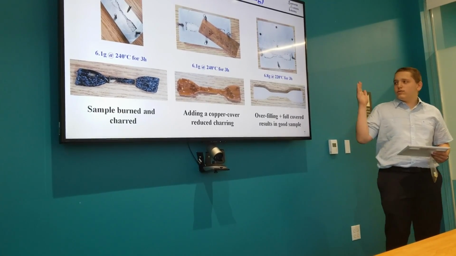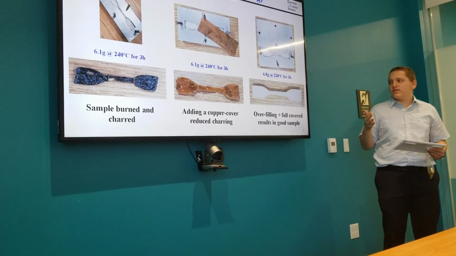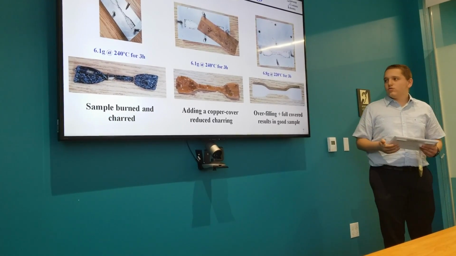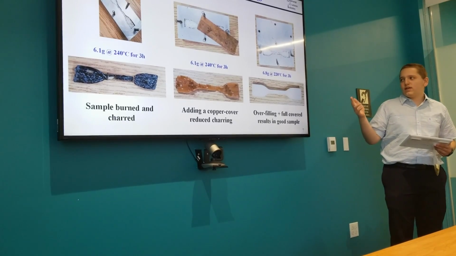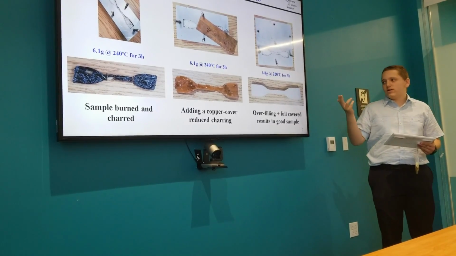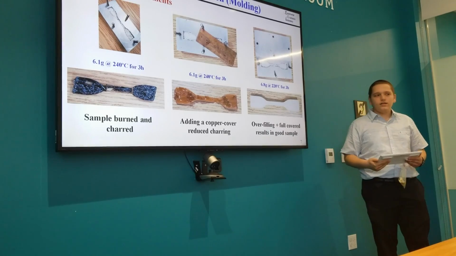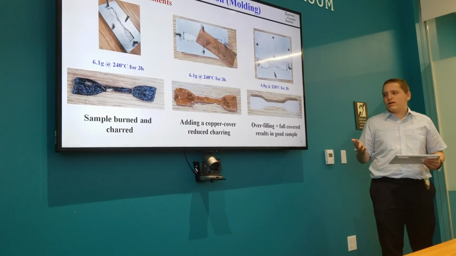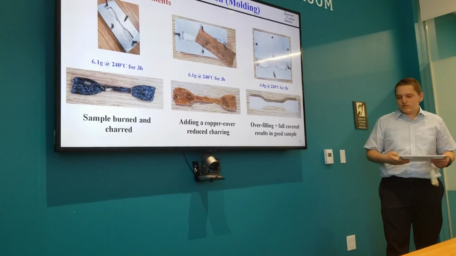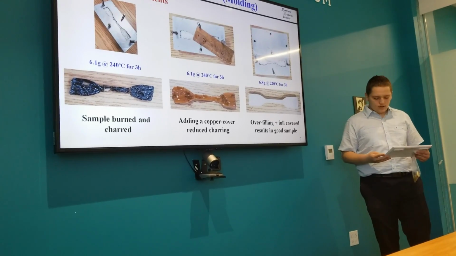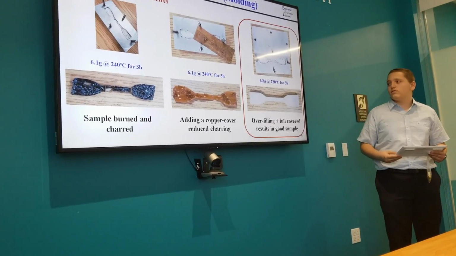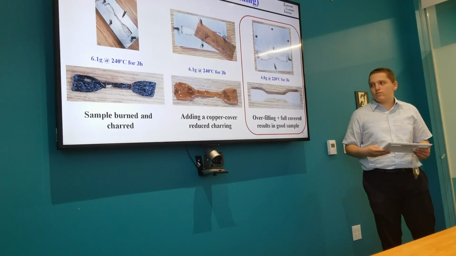So we added an aluminum slab and we increased the mass and decreased the temperature. So we put 6.8 grams of ABS and we left it in the oven for 3 hours at 220 degrees Celsius. Now the mass was excessive. We had a little bit more mass than we needed, but the sample was decent and comparable to the 3D printed specimens. So this is the one that we decided to go with.